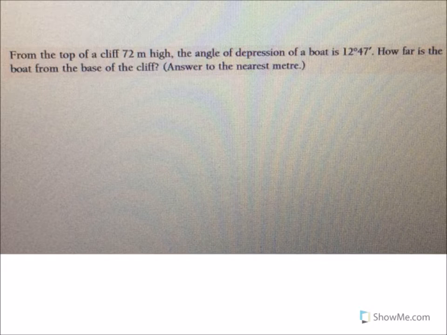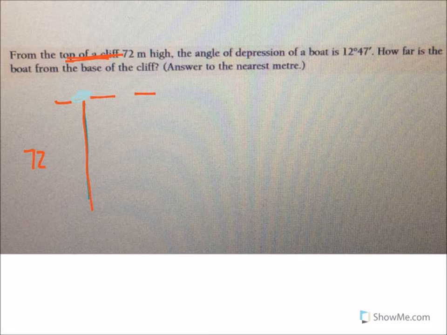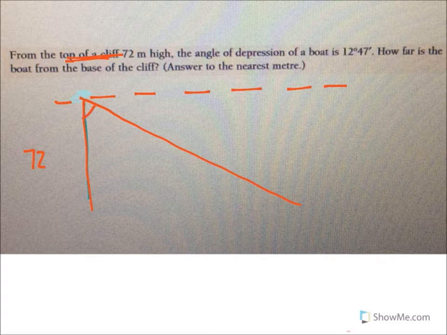From the top of a cliff, 72 meters high. So I can already draw a cliff, and this is 72 meters high. We can see it says from the top of the cliff. So we're looking at this point. From the top of the cliff, the angle of depression, so I'm just going to draw a line here. This will be the line of horizon, and the angle of depression is just going to go downwards. This is 12.47 degrees.